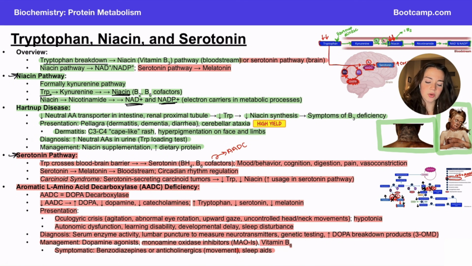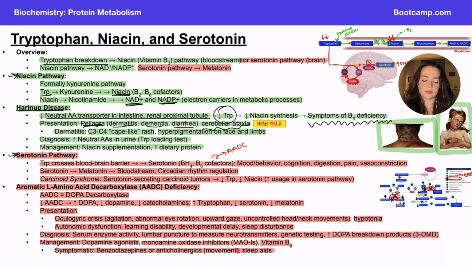Clinical implication to know here is Hartnup disease, which is a deficiency in the neutral amino acid transporter in the gut and in the kidney, leads to a tryptophan deficiency, which in turn leads to a deficiency of niacin, or vitamin B3, which has a very specific clinical picture, including pellagra, which was that triad of dermatitis, dementia, and diarrhea, as well as cerebellar ataxia.